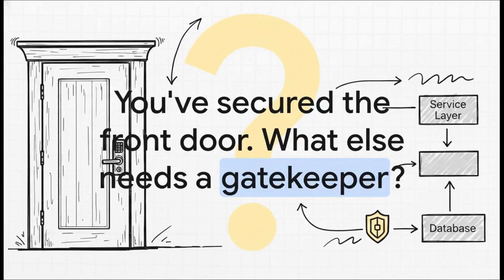So we've seen how powerful this gatekeeper concept is for your API's input. The final question I want to leave you with is this. Now that you've secured the front door, what other boundaries in your application, say between your service layer and your database, could also benefit from having their own dedicated gatekeeper?